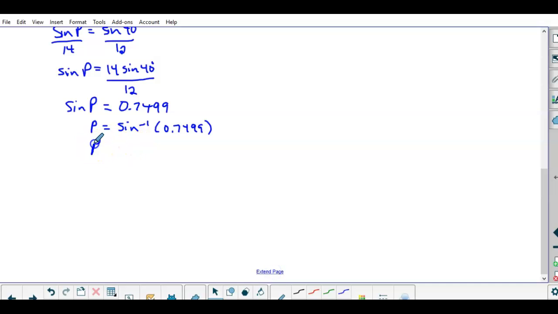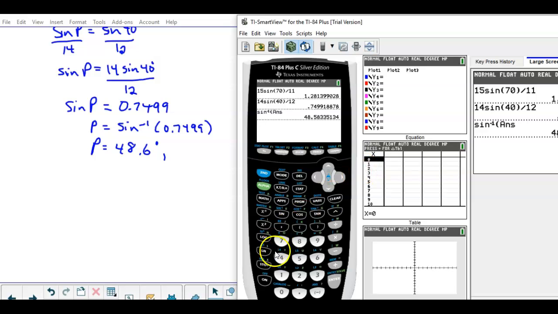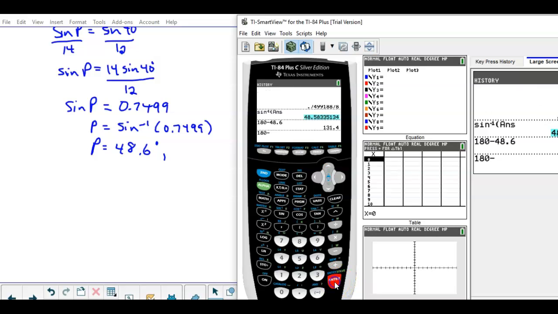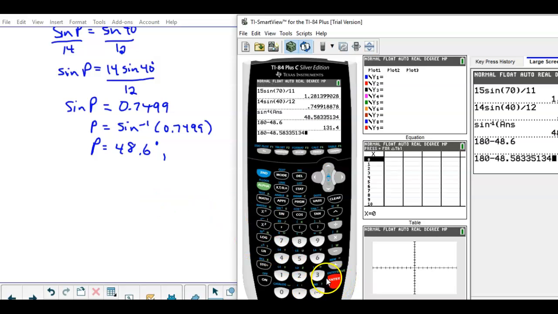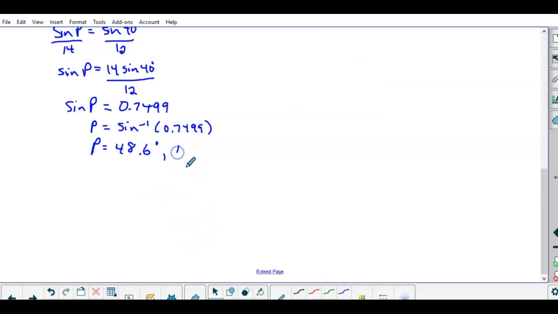So P equals 48.6. And so again, I want to subtract that from 180. So go 180 minus 48.6. Oh, actually, I could have done 180 minus that answer. Sorry, that's a little bit more accurate. Now in this case, it's only calculating one thing, so you get the same: 131.4.